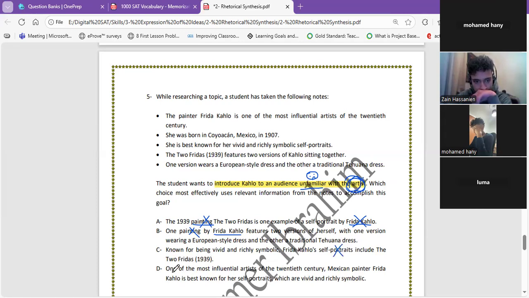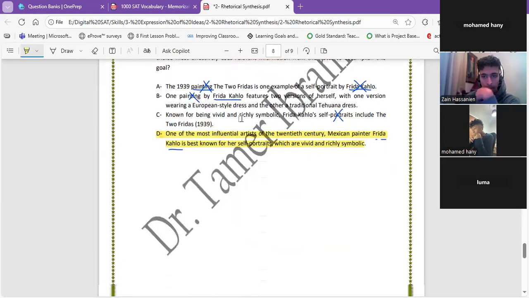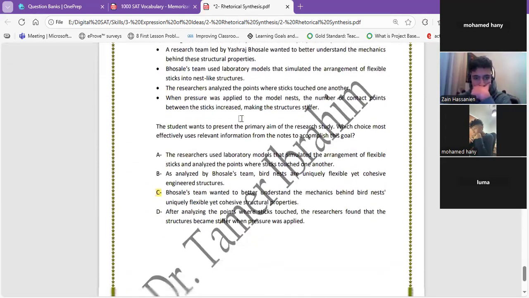But look here, one of the most influential artists of the 20th century, Mexican painter Frida Kahlo, is best known for the self-portraits, which are vivid and rich in symbolism. So here he mentioned everything about Frida. She is Mexican, she is an influential artist, and if you go up, you're going to find that he talked about the same thing. The last one, number 6.